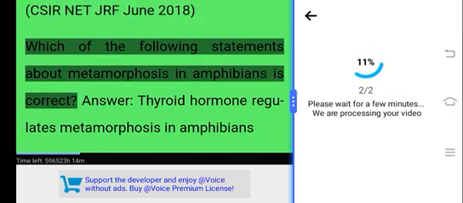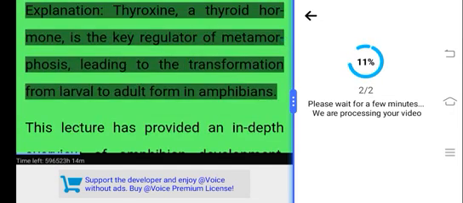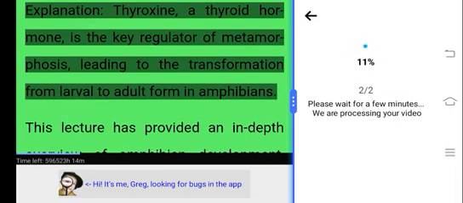CSIR-NET JRF June 2018. Which of the following statements about metamorphosis in amphibians is correct? Answer. Thyroid hormone regulates metamorphosis in amphibians. Explanation. Thyroxine, a thyroid hormone, is a key regulator of metamorphosis, leading to the transformation from larval to adult form in amphibians.